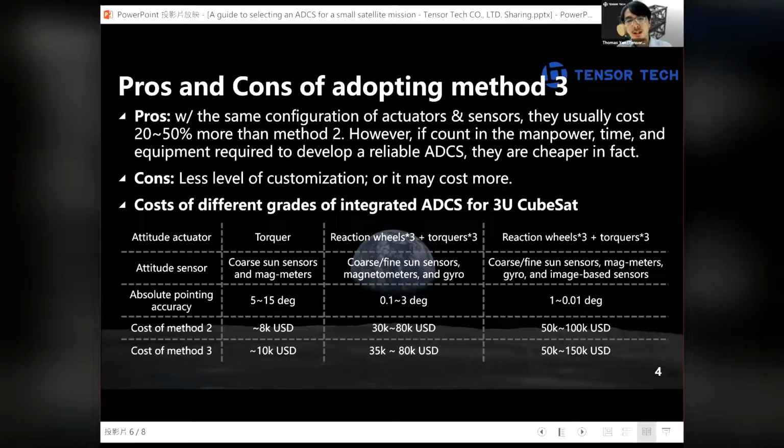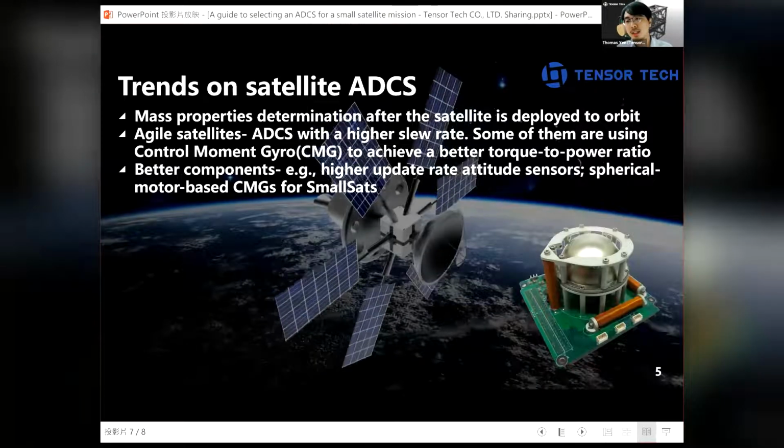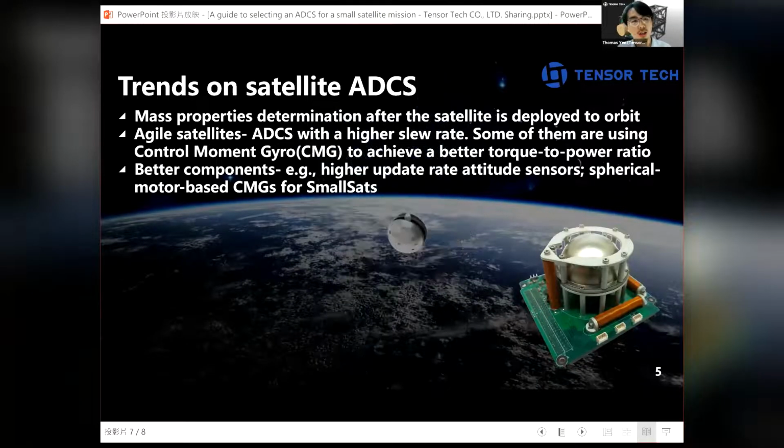And here I divide the ADCS into three categories by their pointing accuracy. There are purely torquer-based ADCS, which have just around 10 degrees of pointing accuracy. And then there are reaction wheel based ones, but without a star tracker. And the one with a star tracker, which is the most expensive and the most sophisticated one. And these different ADCS differ by their cost, of course.